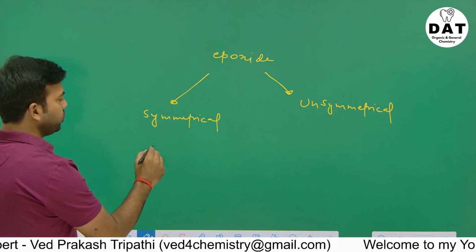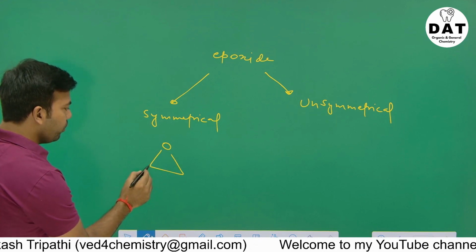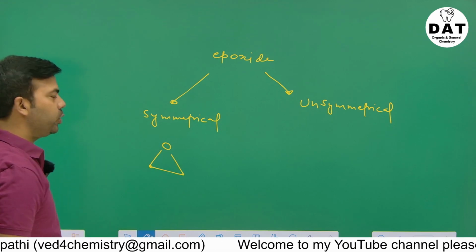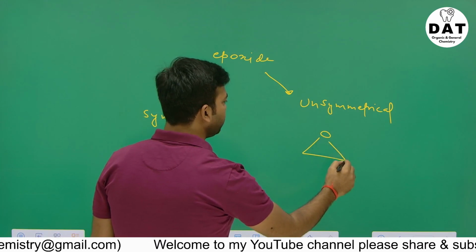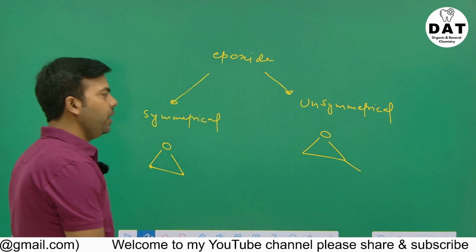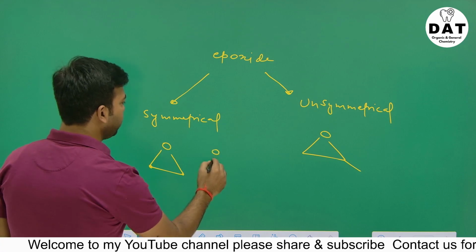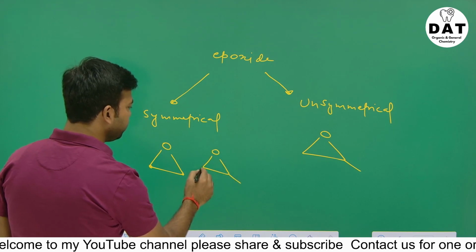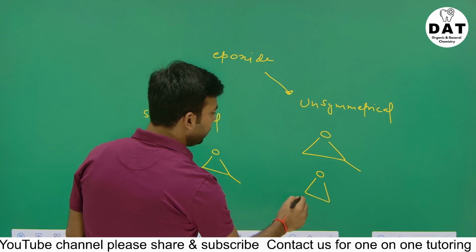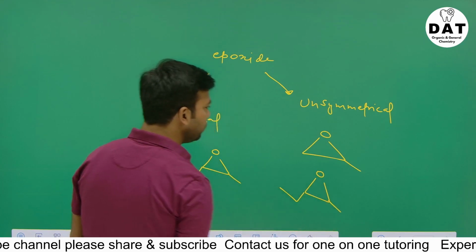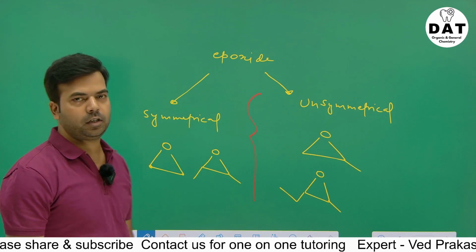Symmetrical is like this one. Suppose you have this epoxide. You can see the degree of both carbon is same, 2 degree. Unsymmetrical is this one. Suppose this side we have a carbon containing chain, any side, left or right. This is called unsymmetrical. We can take another example. Suppose this one. Both sides have same. Suppose here any side has 2 carbon and any side just 1. So this is unsymmetrical. Okay. So this is unsymmetrical and this is symmetrical.